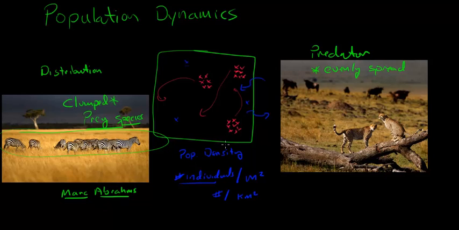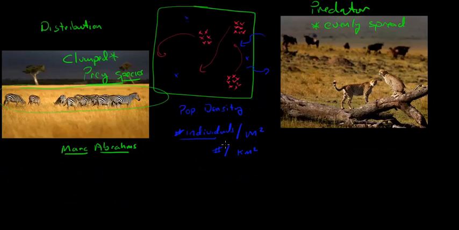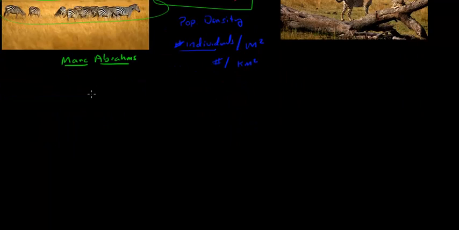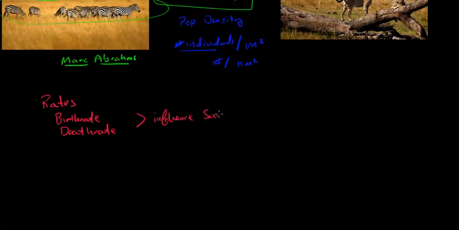Now let's talk about what might change these. And there's really 4 rates that we talk about. And so we have the birth rate and the death rate. And these influence survival.